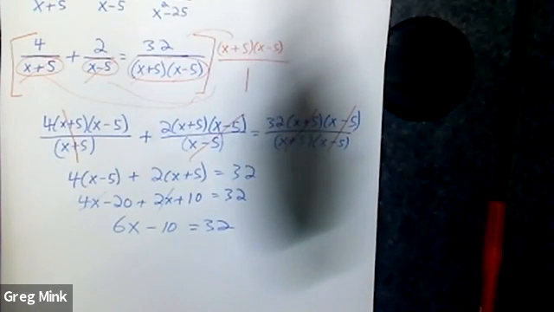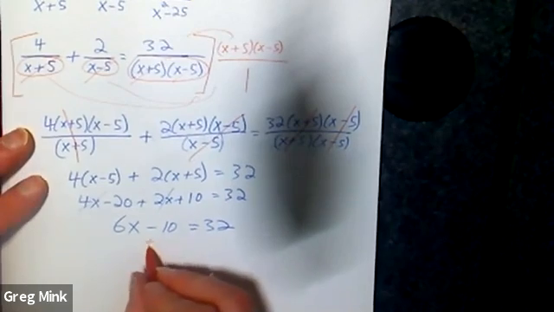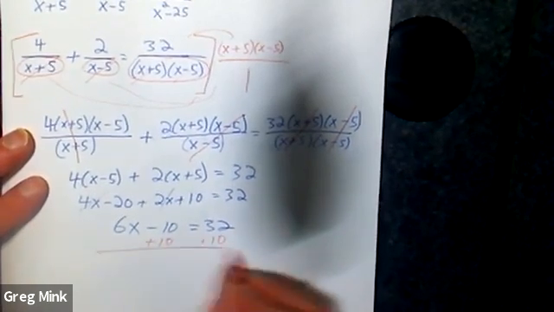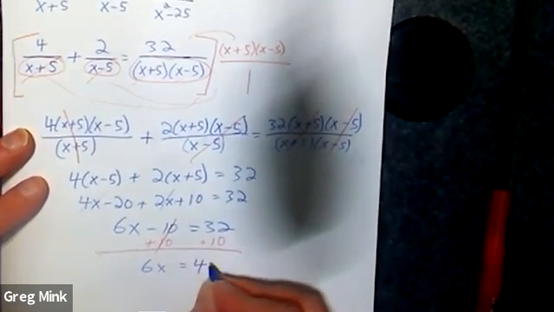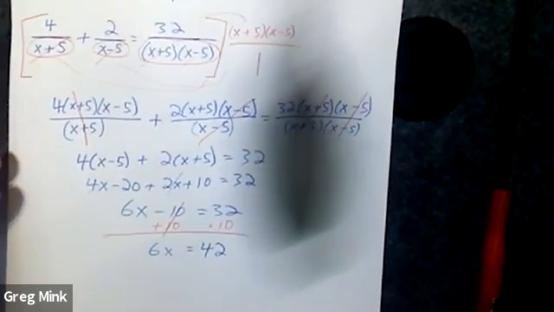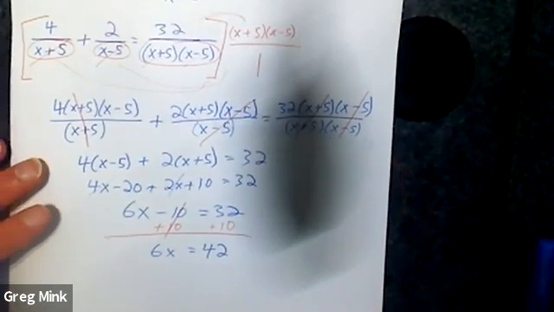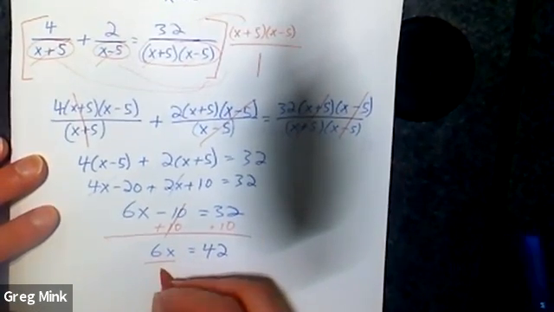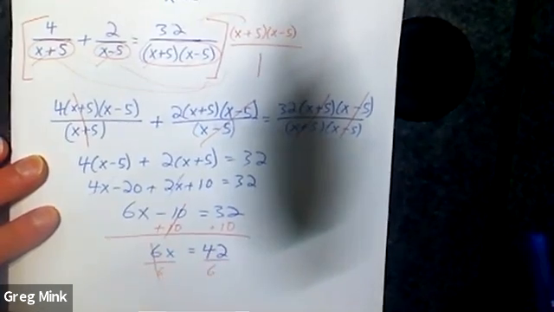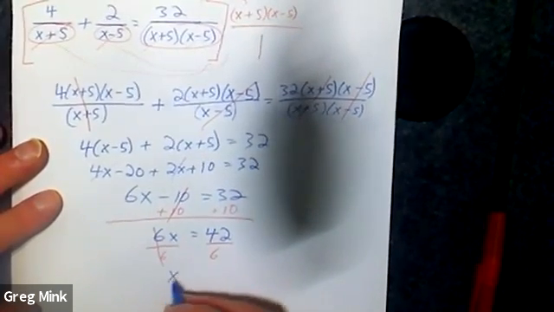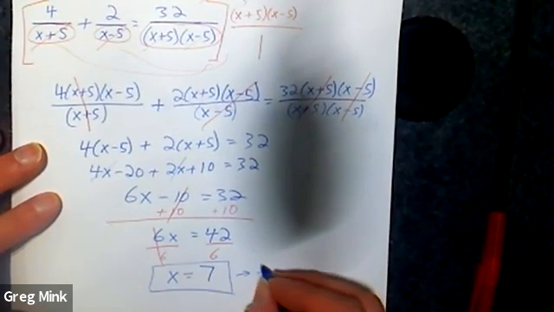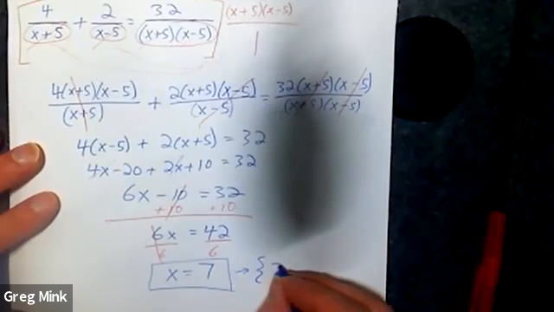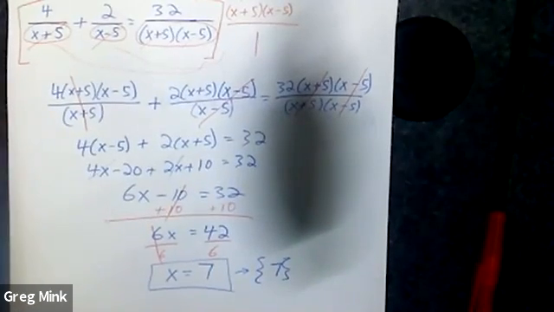I'll go ahead, I'll add 10 to both sides, and I'm getting 6x equals 42. And finally, I want to divide both sides by 6 to get x by itself, okay? So I'm seeing that x is equal to 7 in this case. And you can write your answer like this, or sometimes we write it, especially when we have multiple answers, in set notation. So either way is fine.